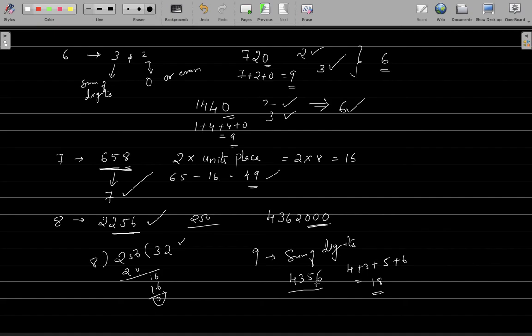So the divisibility tests for 3 and 9 are almost similar. The sum of digits must be divisible by 3 in order to say that the number is divisible by 3, and the sum of digits must be divisible by 9 in order to say that the number is divisible by 9. And you say a number is divisible by 10 when it ends with 0, that is, when the last digit is 0. So this is the test of divisibility for numbers up to 10.